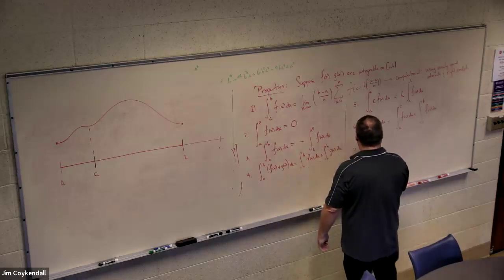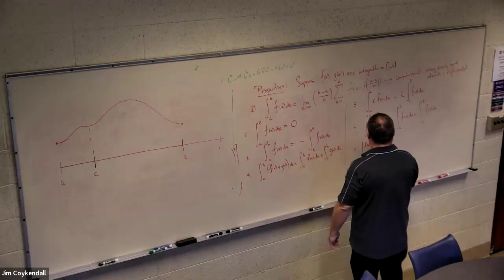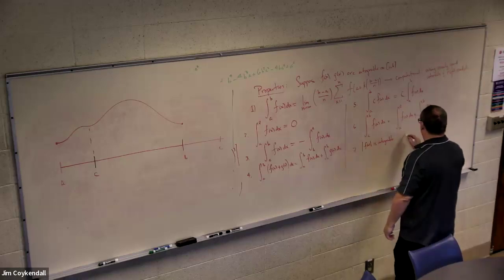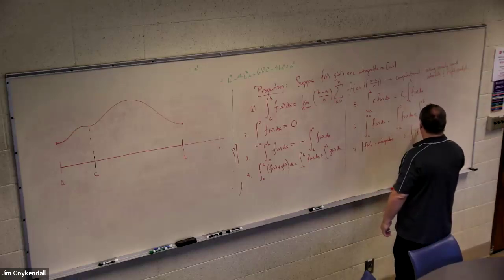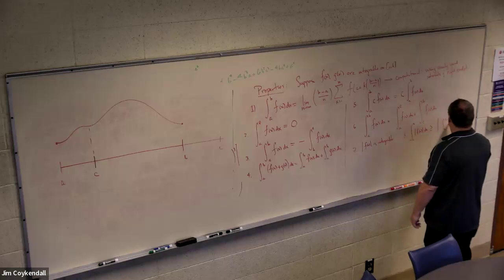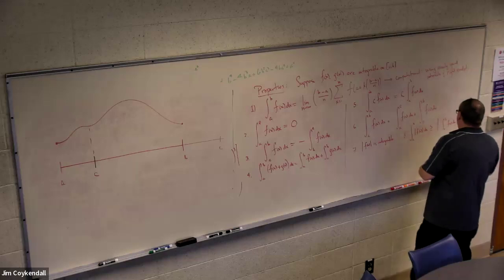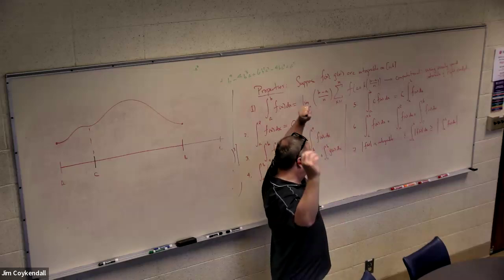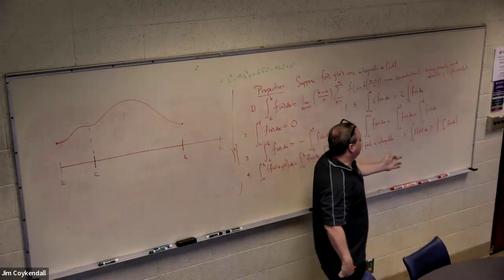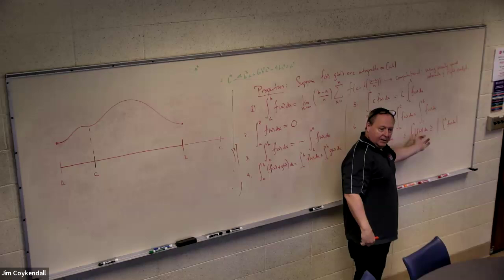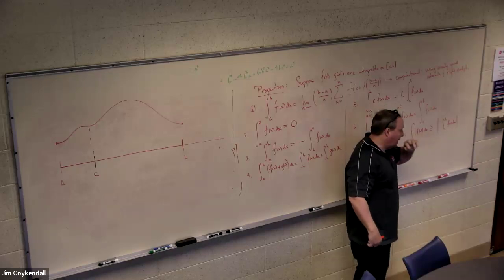The absolute value of f of x is integrable. So if f is integrable, so is its absolute value. And the integral of the absolute value of f of x is greater than or equal to the absolute value of the integral. And in fact, what you can do here is take the signed area, take the area above and the area below, and just add them all up like they're positive.